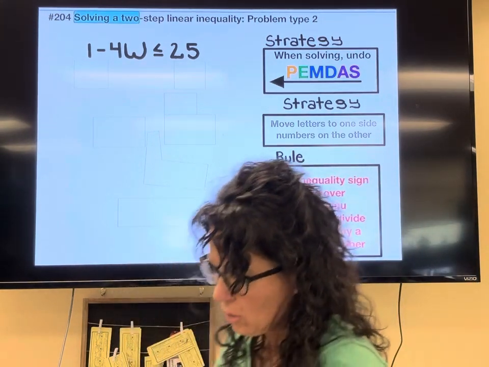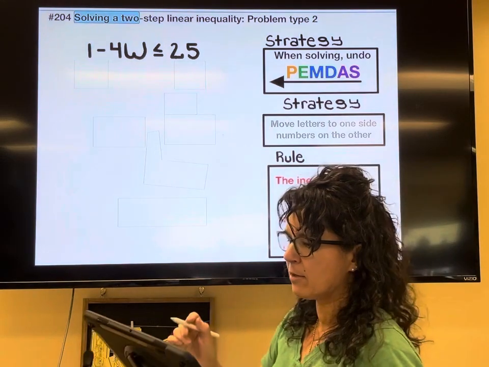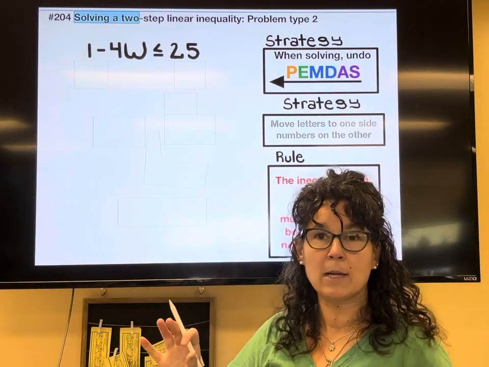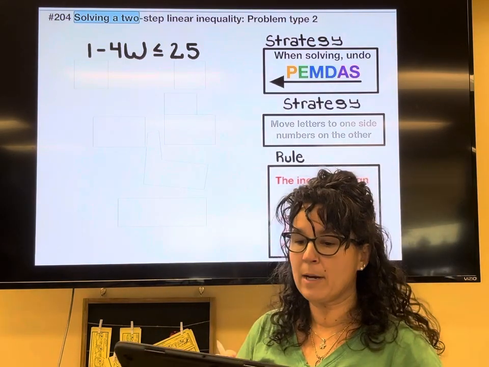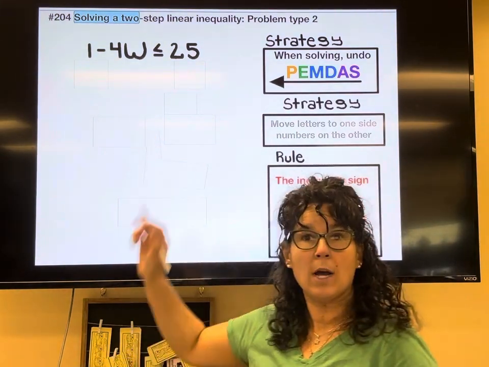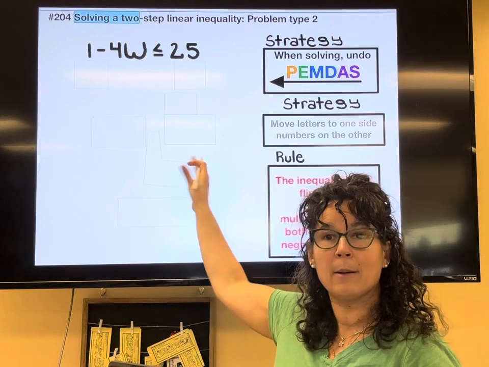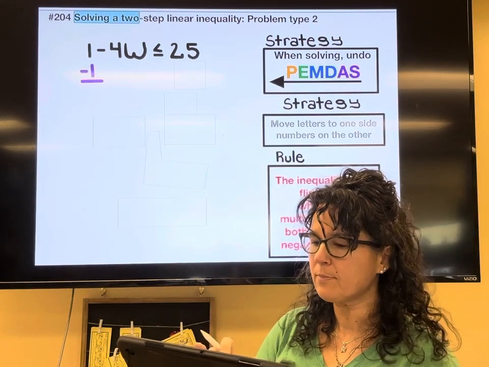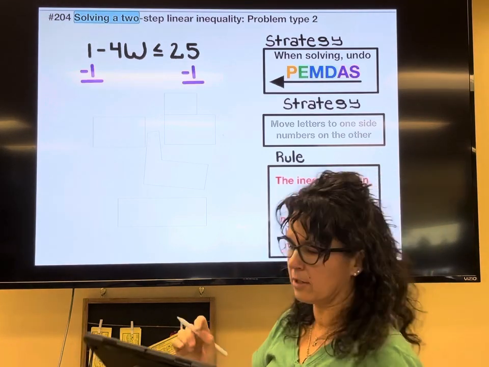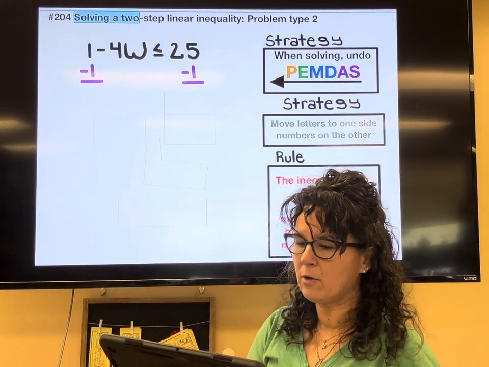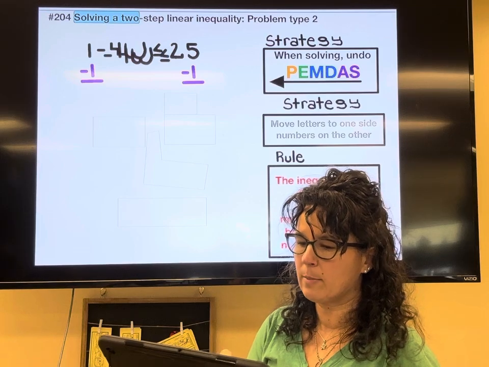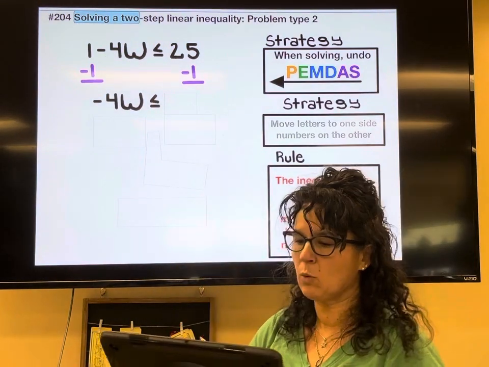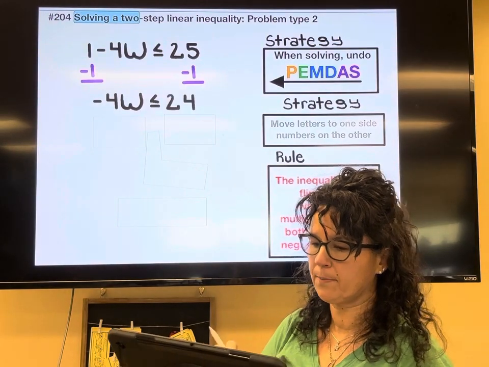If I go with letters on one side, numbers on the other, the number 1 is a number, -4W, those are my letters, and 25 are my numbers. So to move that 1 to the other side so that all my numbers are on the same side, I'm going to subtract 1. What I do to one side, I do to the other. Then let's go ahead and bring down what we still have. So I'm going to bring this down. 25 minus 1 is 24.